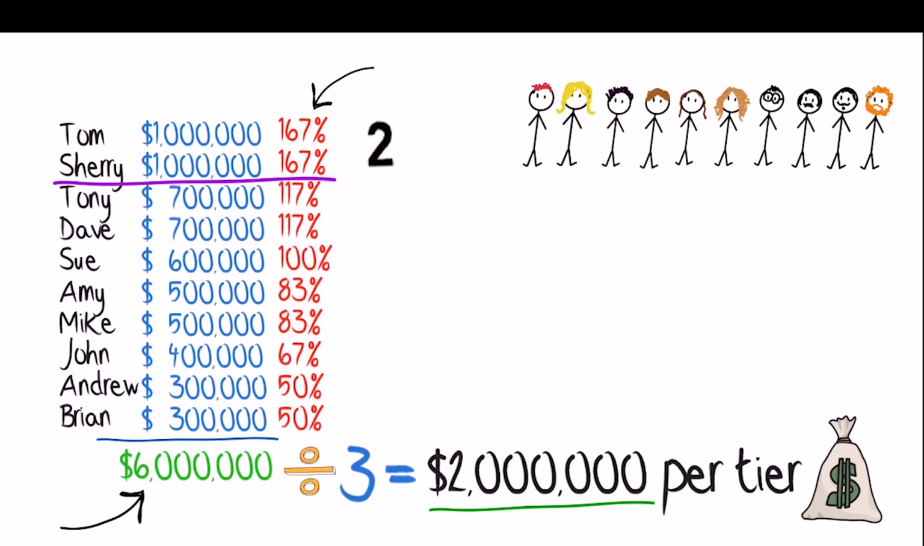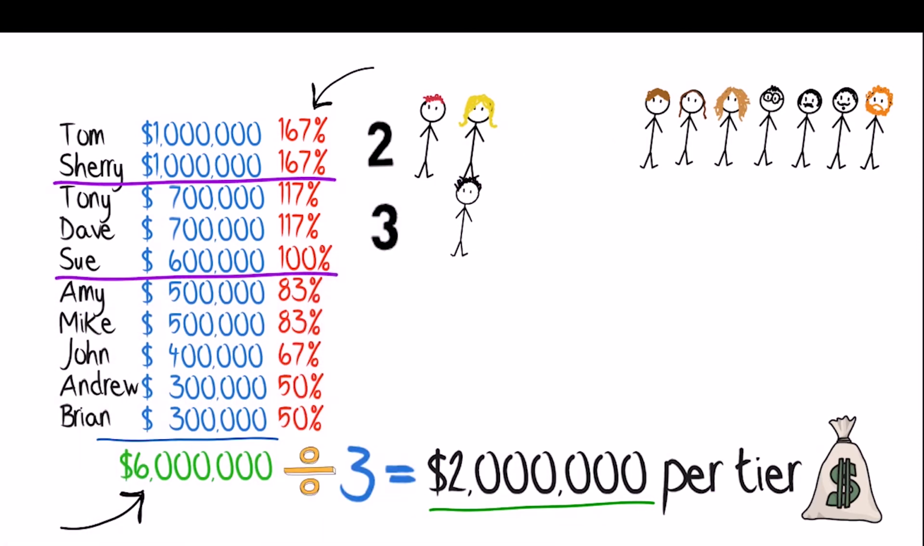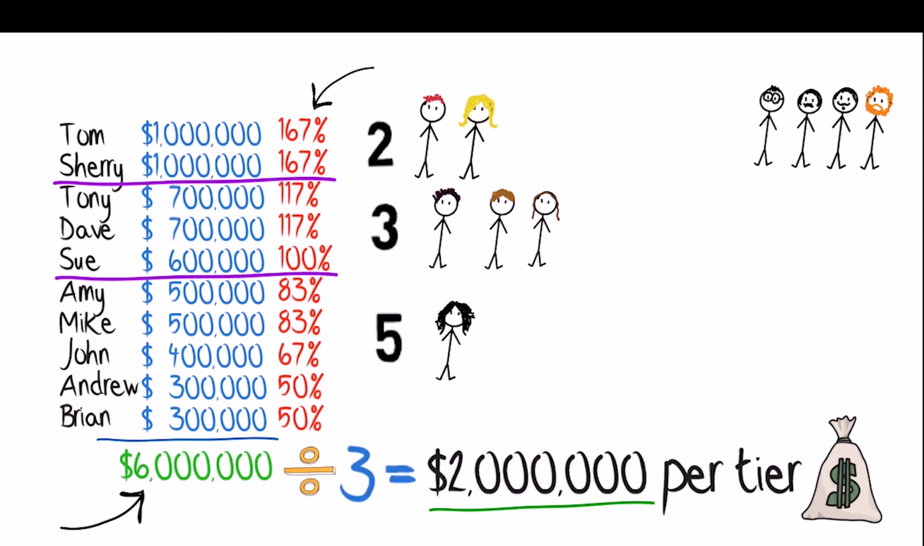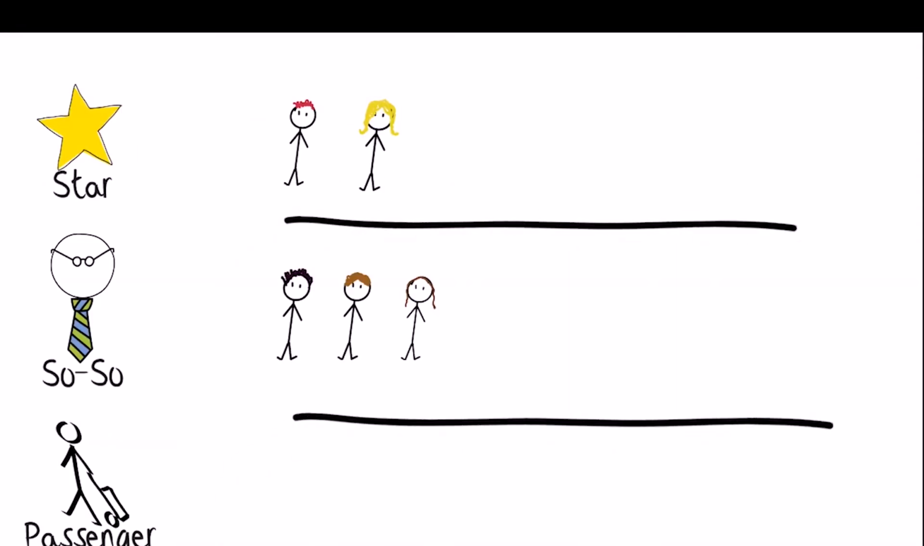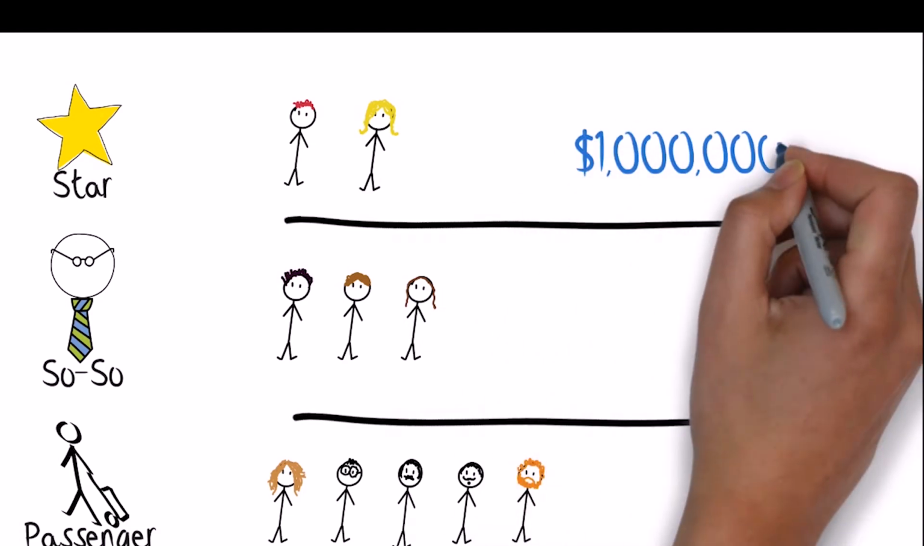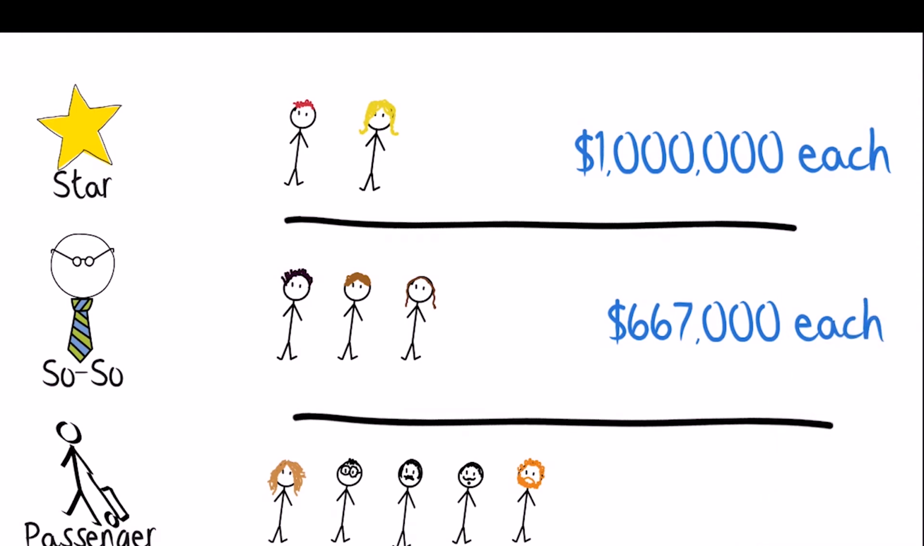It requires 2 in the top tier to equal $2 million. It takes 3 in the middle to come up with a $2 million requirement, and 5. Half of our 10-person sales team are required to come up with $2 million in sales value to occupy the bottom tier. That also means the average sale for each tier is $1 million for each star, $667,000 for each so-so player, and $400,000 for each passenger. Now we have something we can manage.